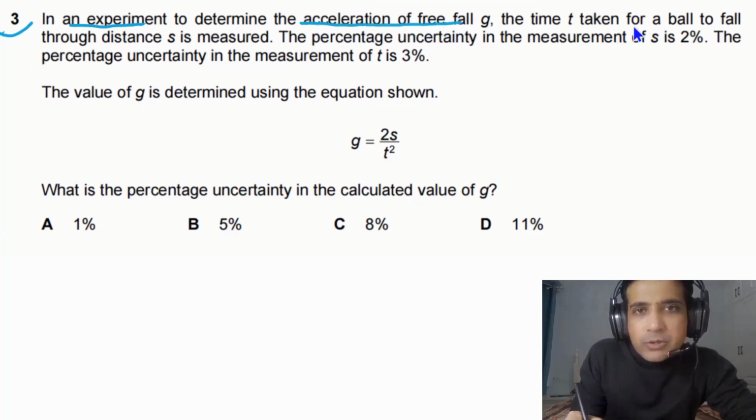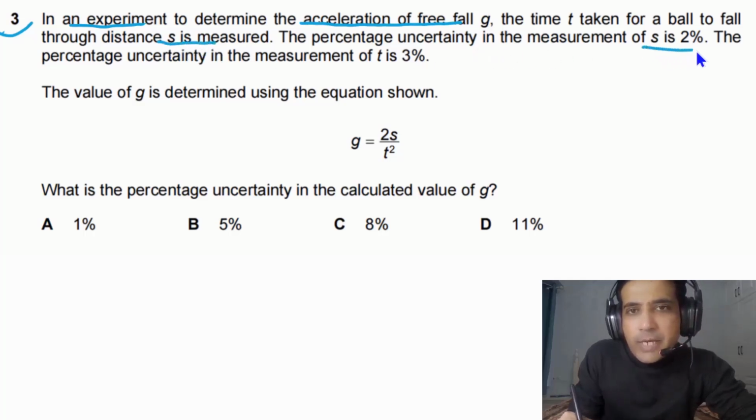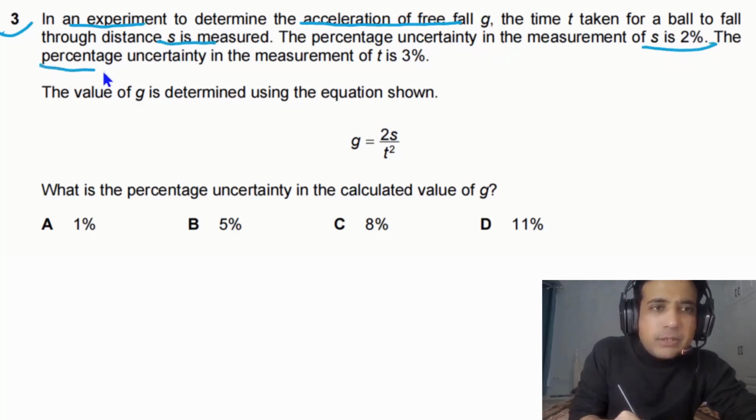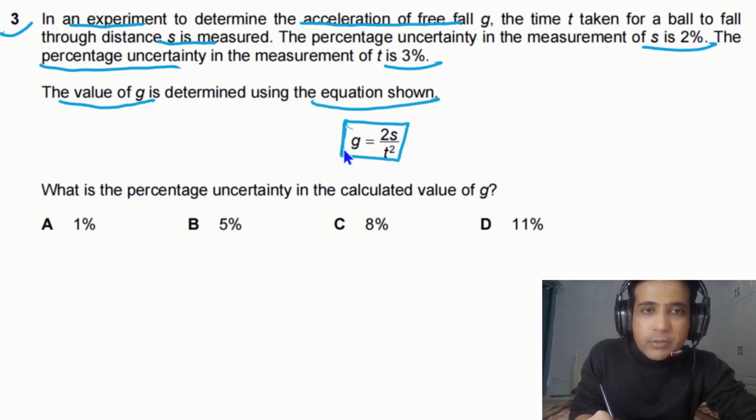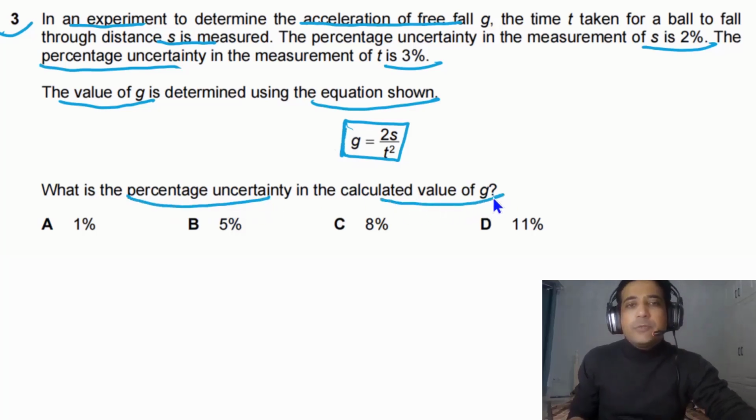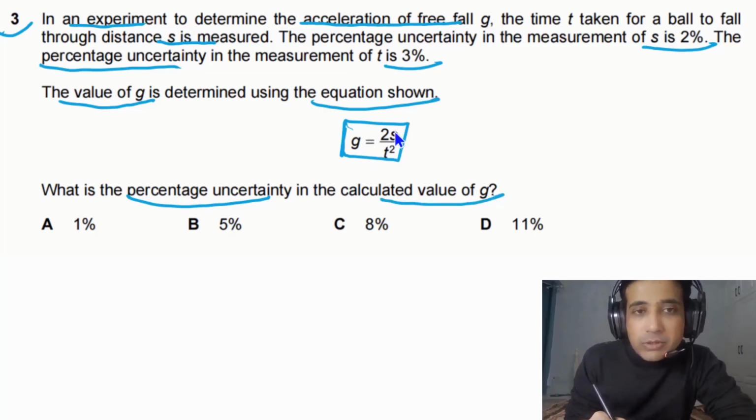For our third question, it is given to us that in an experiment to determine the acceleration of free fall g, the time taken for a ball to fall through a distance s is measured. The percentage uncertainty in the measurement of s is 2% and the percentage uncertainty in the measurement of time is 3%. The value of g is determined using the equation shown. We can use this equation to calculate the value of g, and we need to find the percentage uncertainty in the calculated value of g. The first thing to understand is that g is equal to 2s by t squared. These quantities are multiplied and divided.